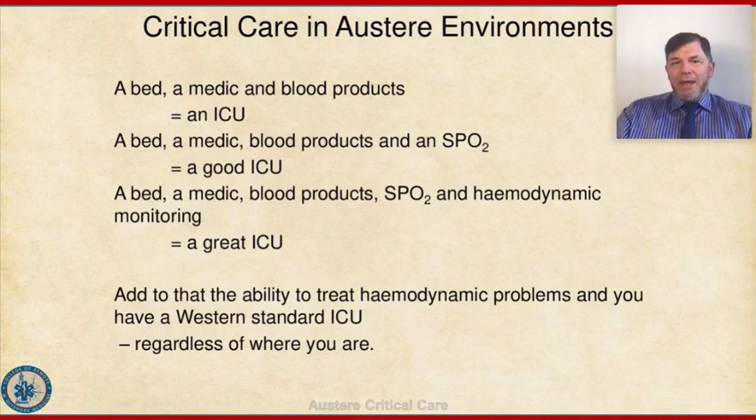So if you have a bed, a medic, blood products, and basic monitoring, everything we saw on the last slide, you have an ICU. If you add on SpO2, you have a good ICU. If you add hemodynamic monitoring, you have a great ICU. And add the ability to treat hemodynamic problems, and you have a Western standard ICU regardless of where you are. It's a matter of skill, knowledge, and training of the practitioner. It's the ability to provide this level of care with limited equipment, but we'll talk about what needs to get in your backpack to provide an ICU. And the ability to create that in a hotel room somewhere, or as you saw, under a tin roof in Mae Sot, Thailand.